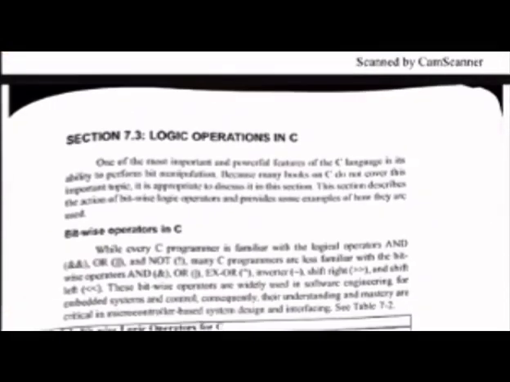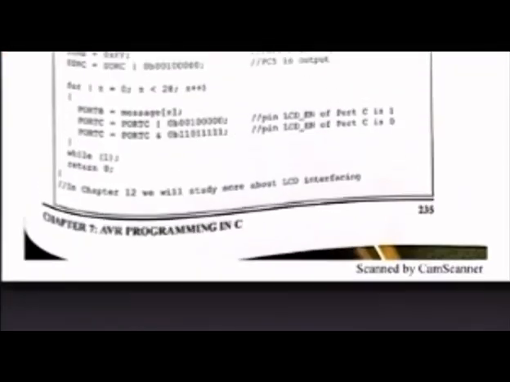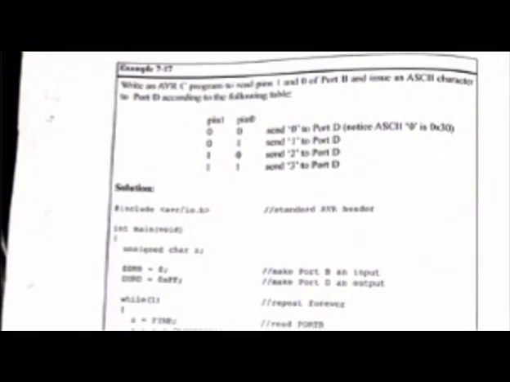And we are then returning 1.12, then we go to 7.17. That is saying, let's see what it's saying. Yeah, that's the 7.17. That's saying that I write an AVR C program to read pins 1 and 0 of port B and issue an ASCII character to port D according to the following label. Okay, this is the label that they are giving to us. Okay, now let's see the solution.